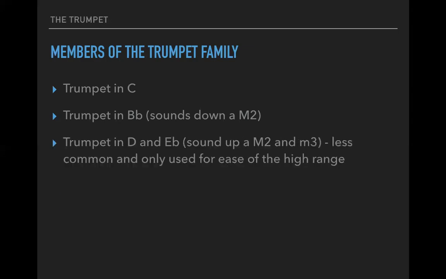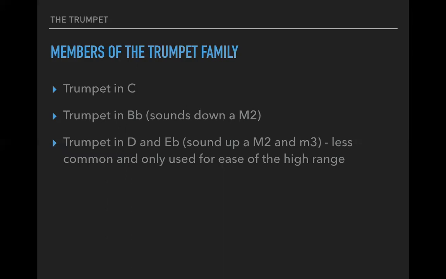Trumpet in D and trumpet in E flat, less common, and they're used for the range. As you can imagine, they are sounding higher. So if you wrote C major for trumpet in D, of course, it would come out a step higher. For E flat, it would come out a minor third higher.